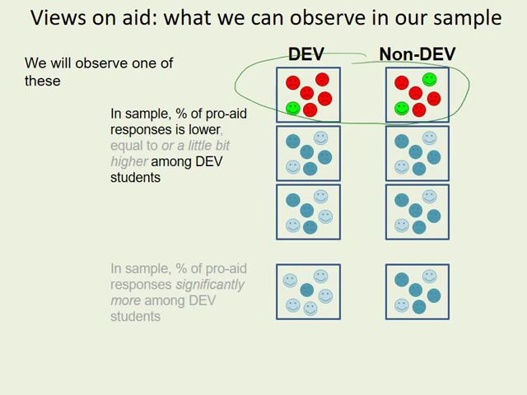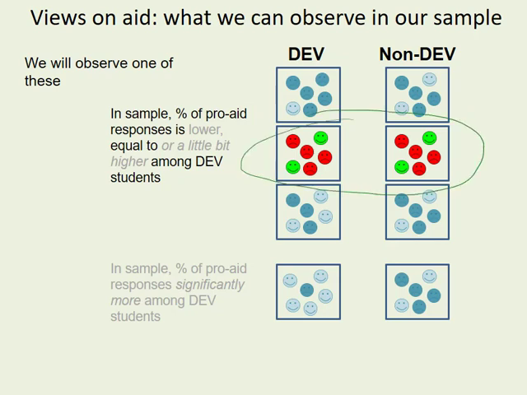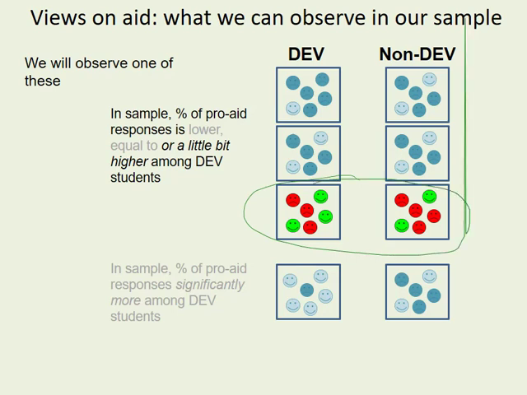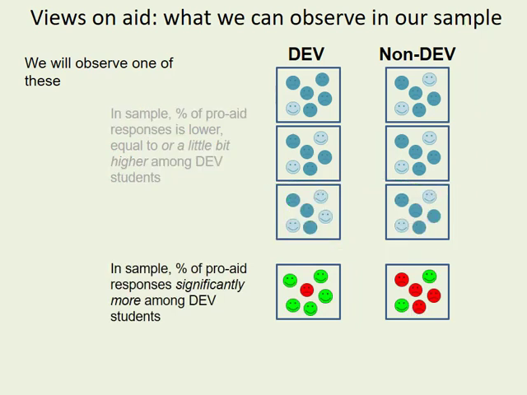Or we might observe that, where in the sample we take, our subsample of dev students and the subsample of non-dev students have got exactly the same proportion of people being pro-aid. That's the same. Or this might come out, a situation like this, where it's higher in the dev students, but just slightly higher than in the non-dev students. It's another possibility. Or the last possibility is we could get this. So in this sample, the dev student subsample, definitely considerably more people saying yes to aid in this than there are in the non-dev sample. And this is what I'm calling significantly more.